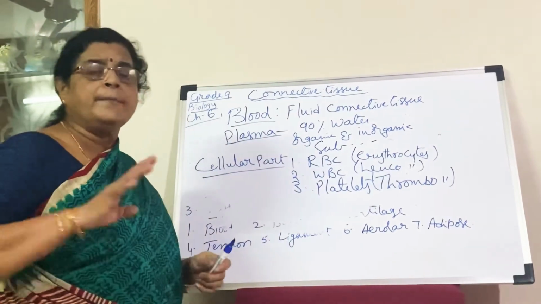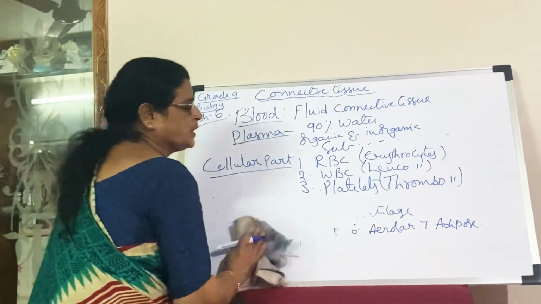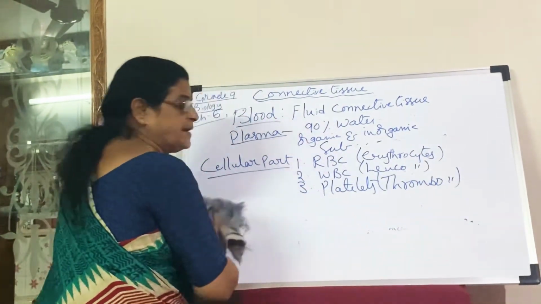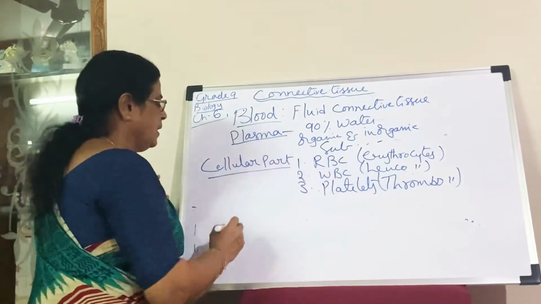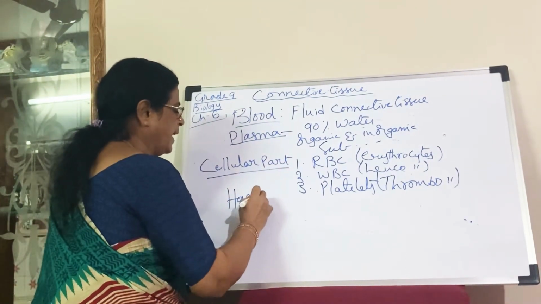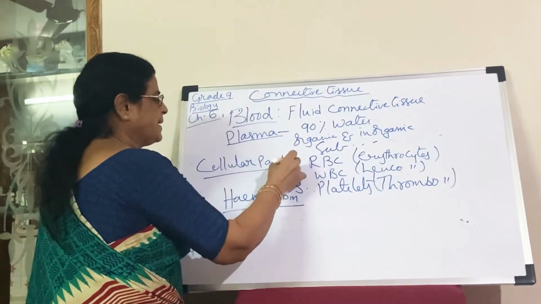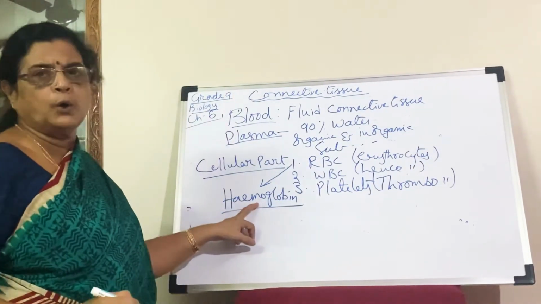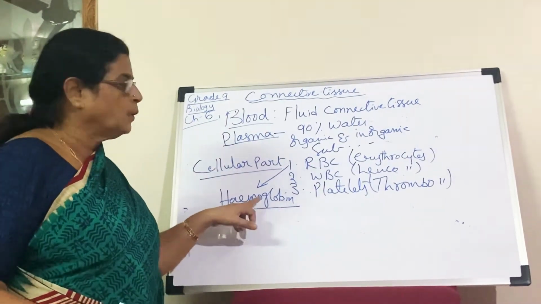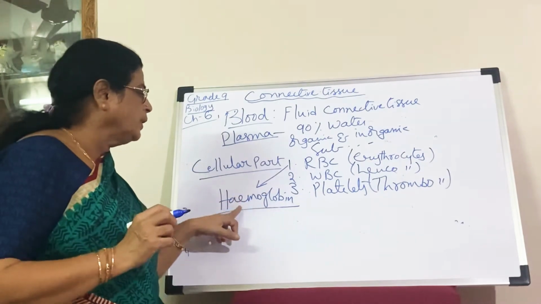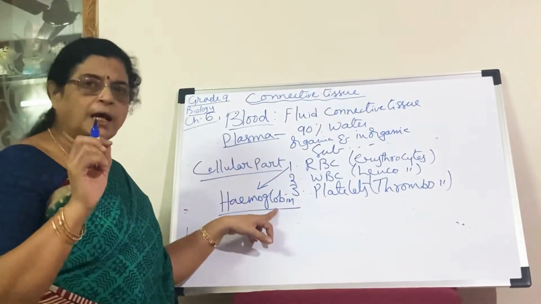Now, coming to the functions of the blood. Here you see the red blood cells' function is exchange. Why is it red in color? It contains a blood protein called hemoglobin. Red blood cells have hemoglobin, a blood protein. Hemo means iron, and globin is a protein. This gives the red color to the blood.